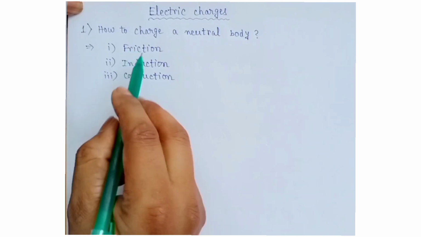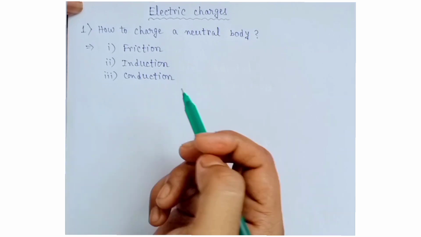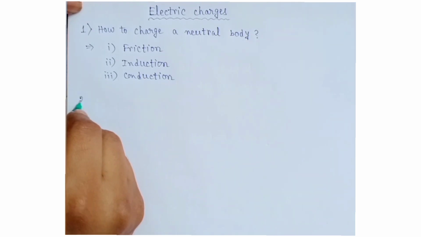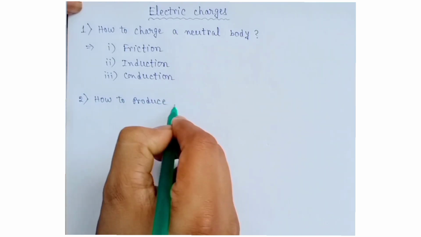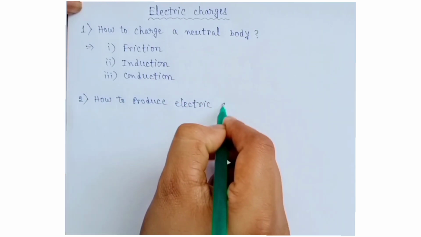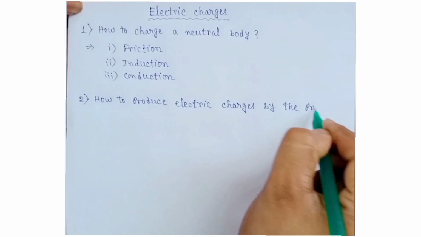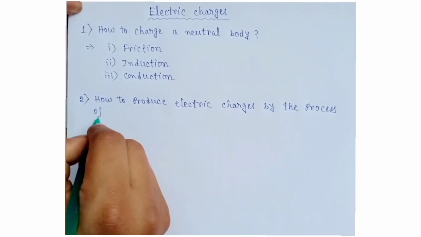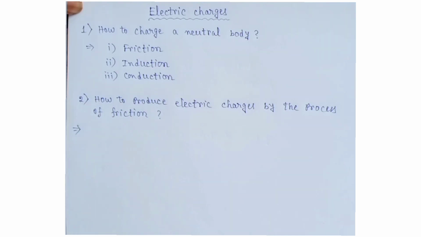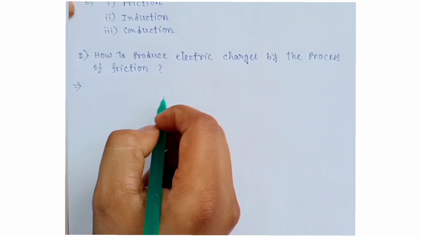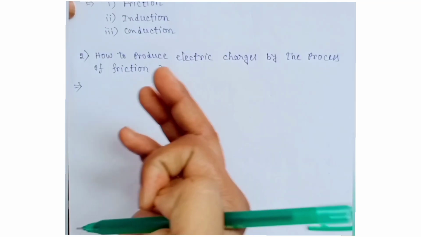Now we will discuss how to create charge by friction process, how to create charge by induction process, and how to create charge by conduction process. So in the second question, we will discuss how to produce electric charges by the process of friction. To produce electric charges by the process of friction, we have to take two different substances. That means we have to rub two different substances.